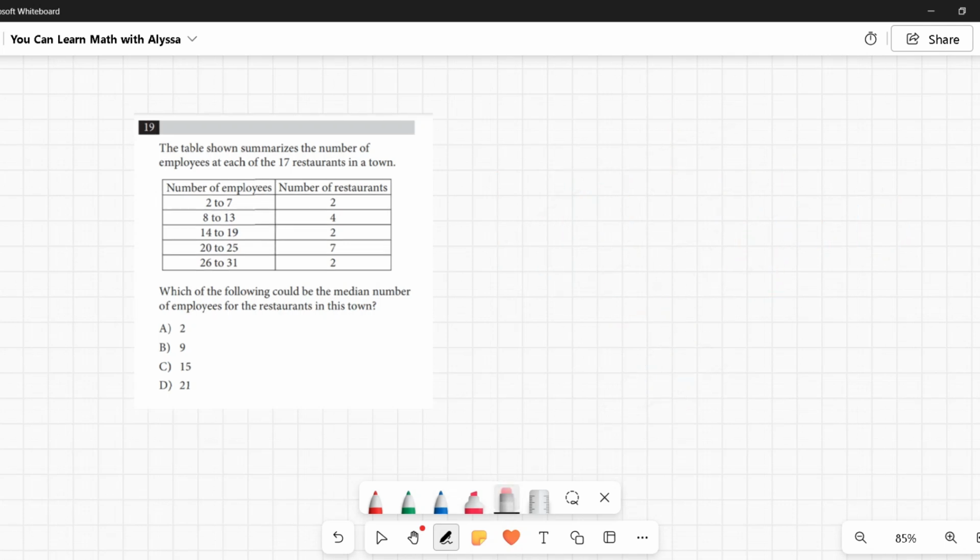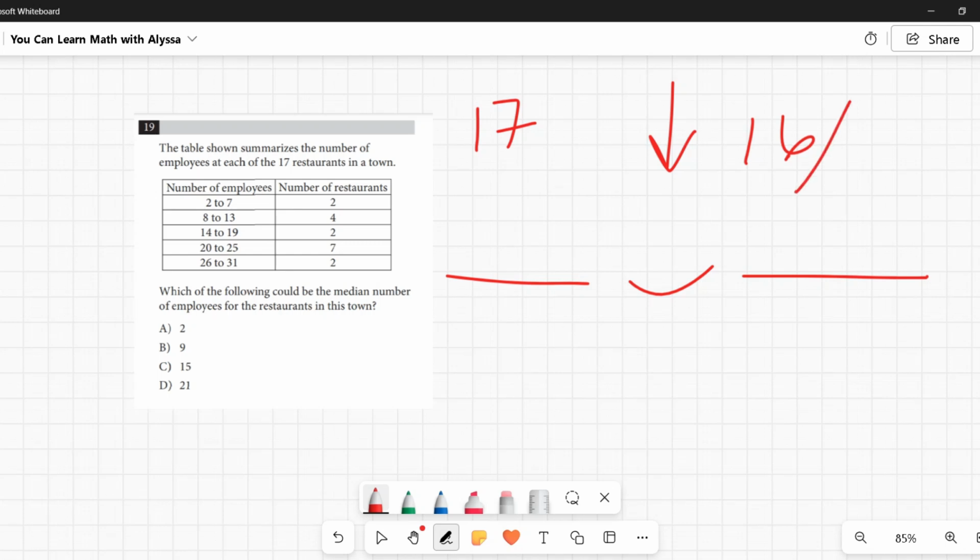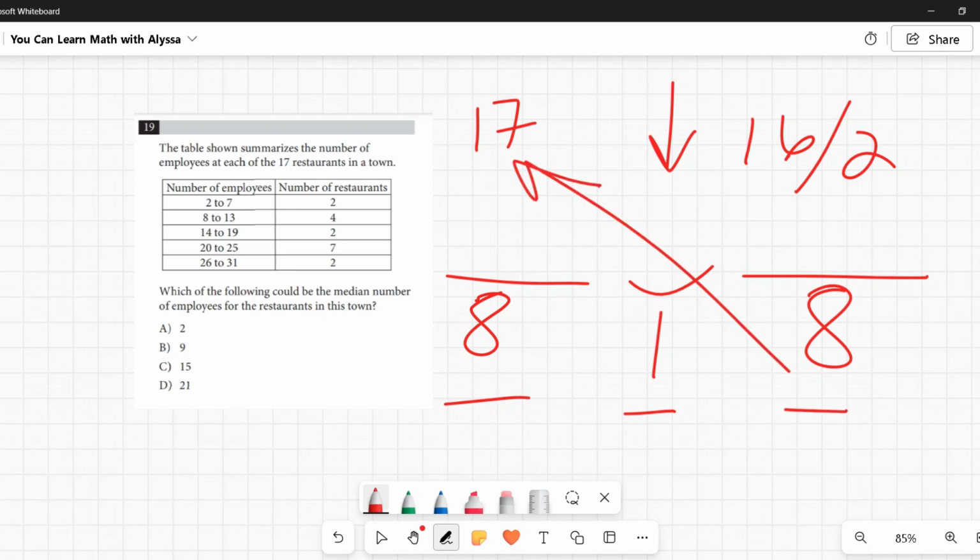Now in this data set, we're told that there are 17 restaurants in a town, so there is going to be a median. If it's 17, you go down 1, and you divide that by 2, and that tells you how many numbers are on each side and which number is in the middle. So 17 minus 1 is 16, divided by 2 means there's 8 restaurants on this side, 8 restaurants on this side, and 1 in the middle. 8 plus 1 plus 8 is 17. That's just a little methodology.